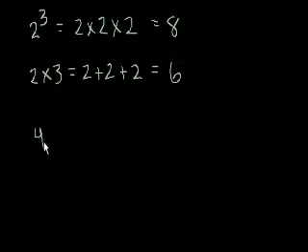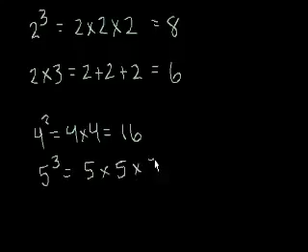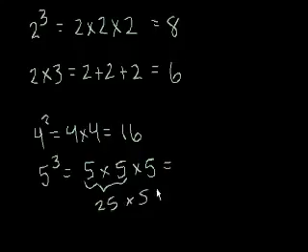So 4 squared, well, that just equals 4 times 4, which is equal to 16. 5 to the third power, well, that would just be 5 times 5 times 5, which equals, well, 5 times 5 is 25 times 5, and that equals 125.